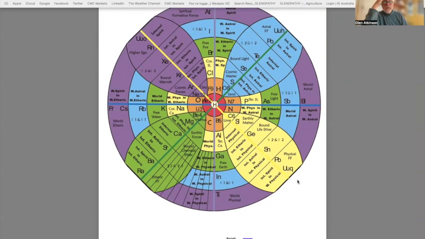This is where we put all of the information together from the agriculture course, the energetic activities, and chemistry. And I apologize for the planetary symbols not being present.